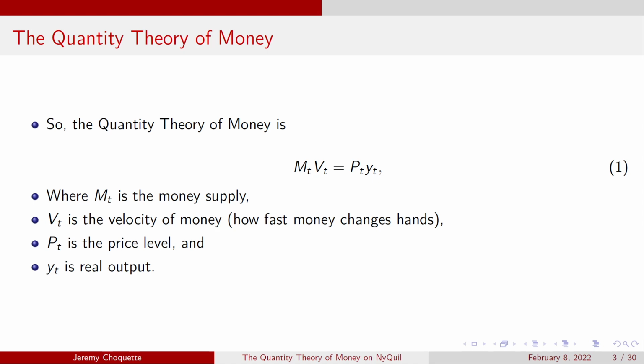So price times output is equal to nominal GDP. So the money supply times how fast money changes hands is equal to nominal GDP. Let's stop and think about that for a second. If there's $100 in the economy, and money changes hands fairly slowly, let's say money only changes hands twice. Twice per what? Let's say twice per quarter. Okay, so money changes hands twice per quarter.